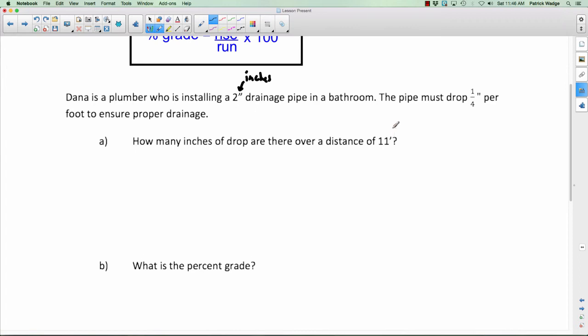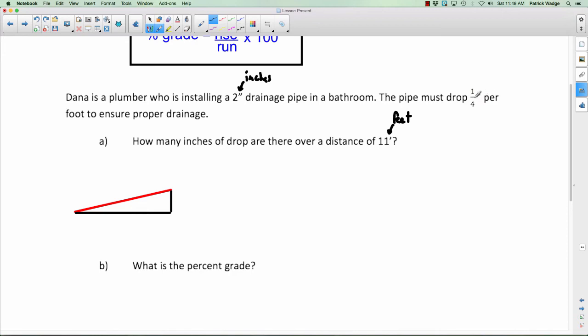This one is feet, right? Because there's only 1 of the tick marks. This is feet. First thing, let's draw our pipe. Oh, red pipe. Okay. So we got our pipe, and it says the pipe must drop a 1/4 inch per foot to ensure proper drainage. Okay, and it's talking about the drop, so we're interested in this drop down to here, right? And it says it must drop a 1/4 inch.